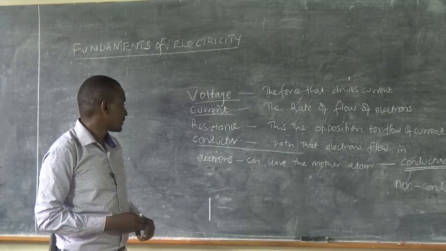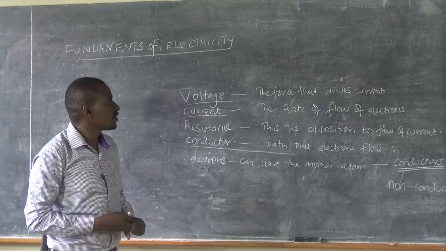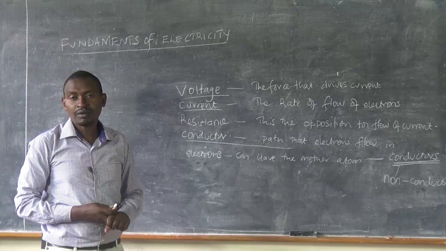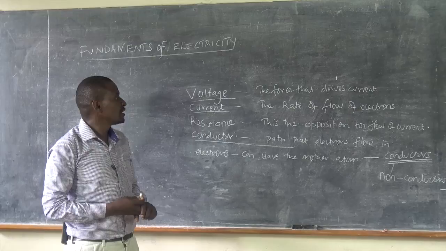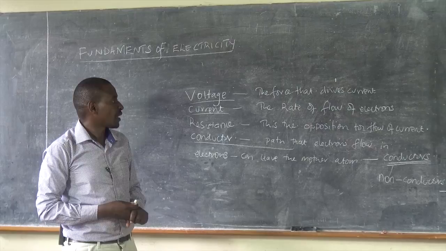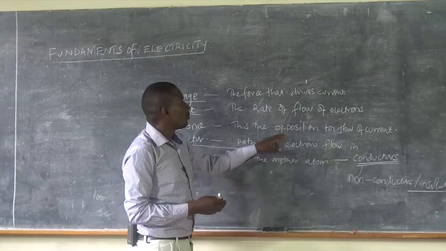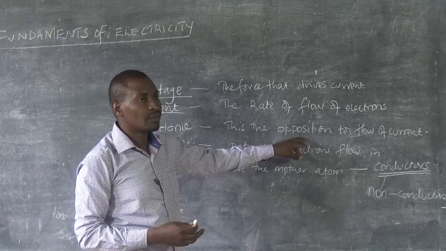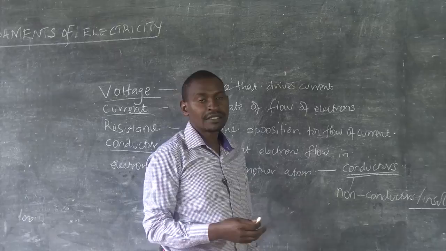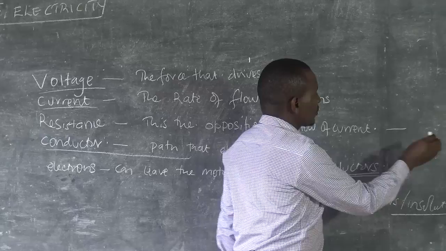Resistance, we have said, is the opposition to the flow of current. This opposition is due to the fact that when electrons are moving, they are colliding with other atoms and other electrons. In the process of collision, we have opposition. And this collision is very important in electricity, because due to this collision, we get something very important known as heat.